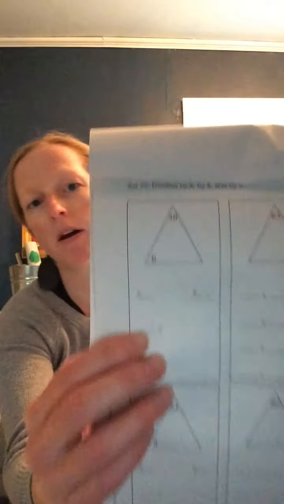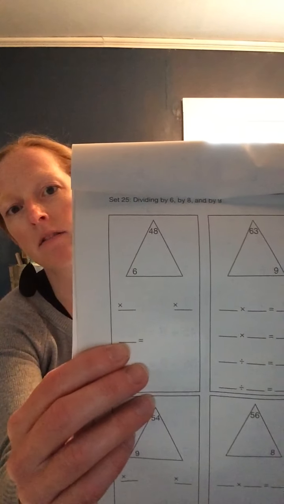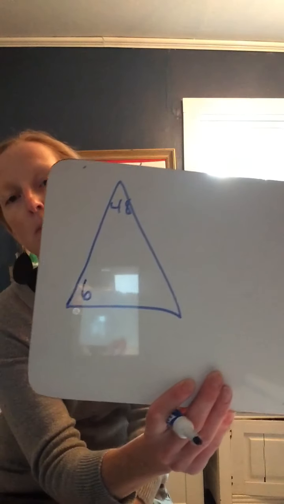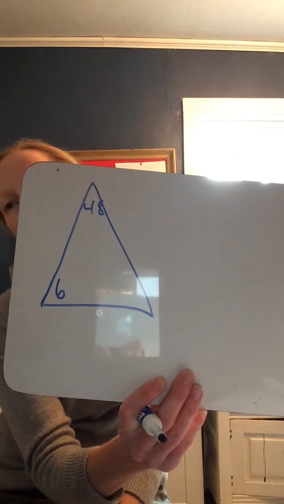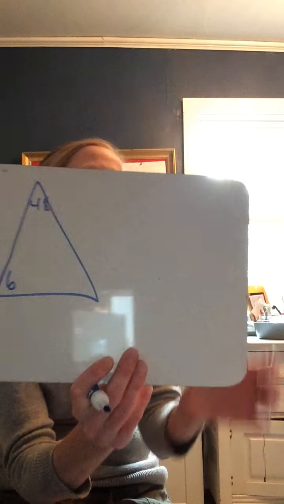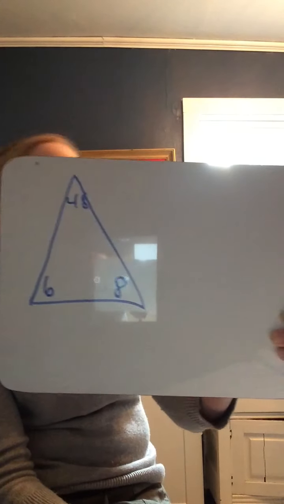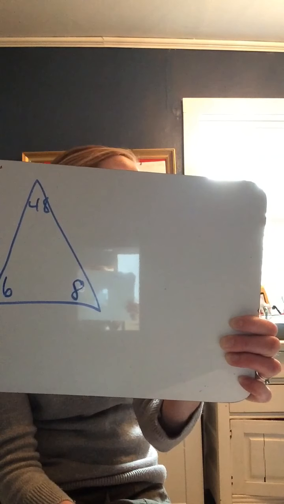So for that first one, you have 48 at the top, 6 on one side, and then we're solving for what will go in the other triangle. And so when we're solving for the triangles, we're making fact families. So this is a multiplication and division one. So what do you multiply times 6 to get 48? And that's what you're going to put in the corner. You solve and you get 8. So that's what you fill in the other corner for the triangle.